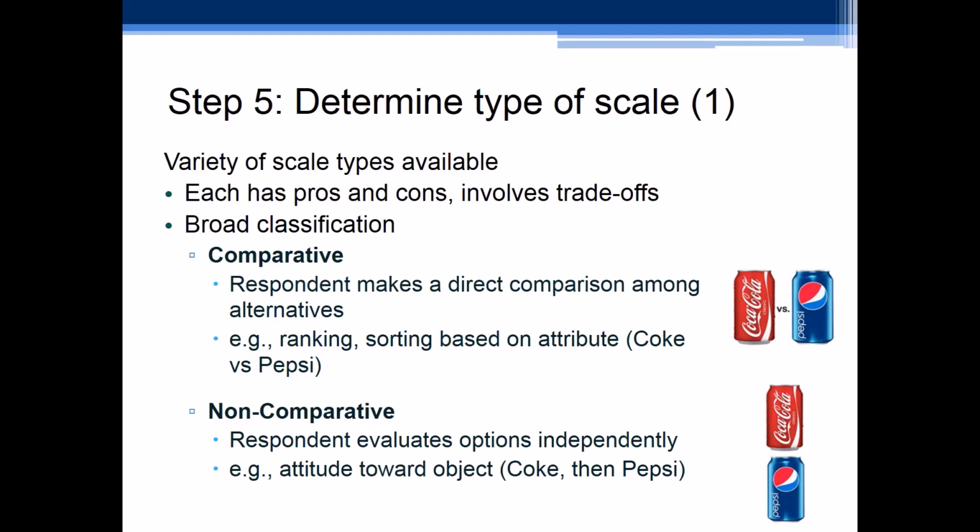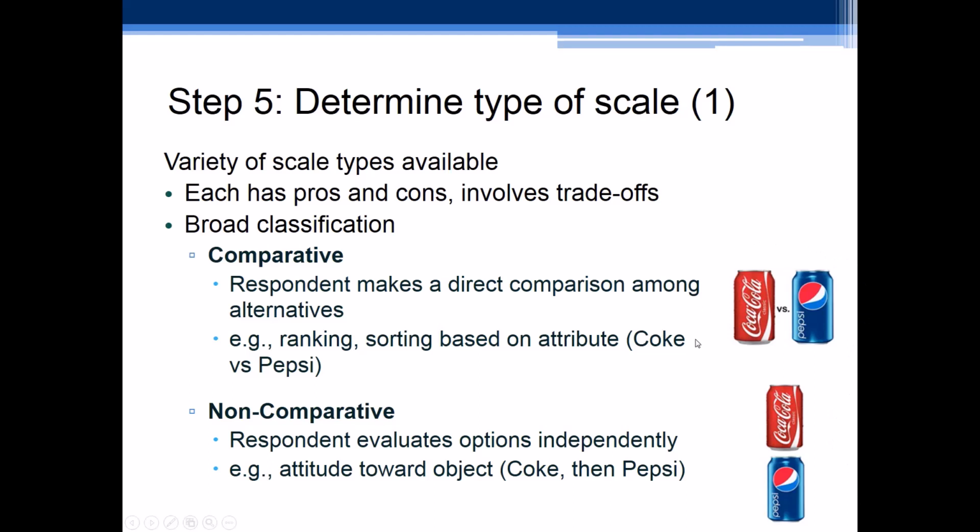Comparative scales allow participants to make relative comparisons across options that we want them to rate. So for example, you might present them with Coke and also Pepsi and say, which one do you prefer most? Or which one tastes better? Non-comparative scales are where we present them with each option independently and ask them to rate each one independently. So we might present them with Coke and ask for a rating, and then Pepsi and ask for a rating, and then we determine which is their favourite option based on those independent ratings.